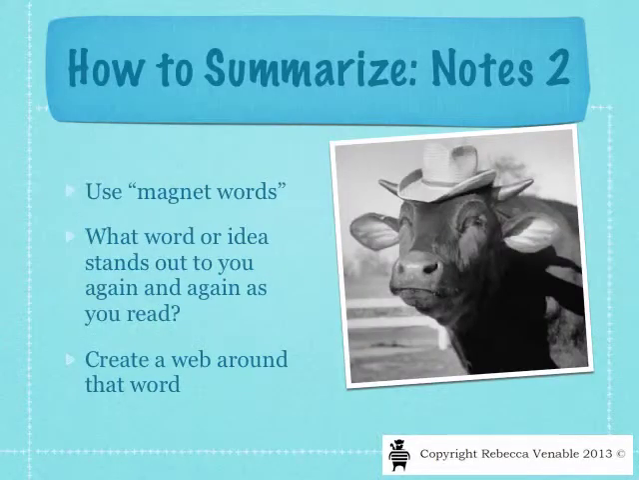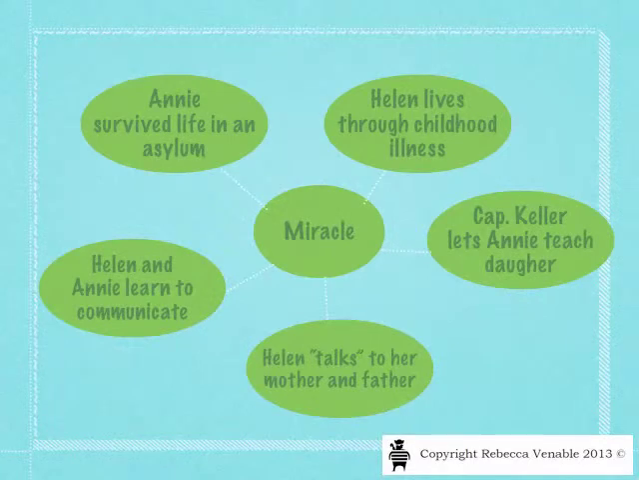The second type of notes is a magnet word web, and this is really only used for fiction, as you are looking for ideas or words that are repeated again and again in the text. These tend to be theme words. Then you're going to create a word web that looks something like this.